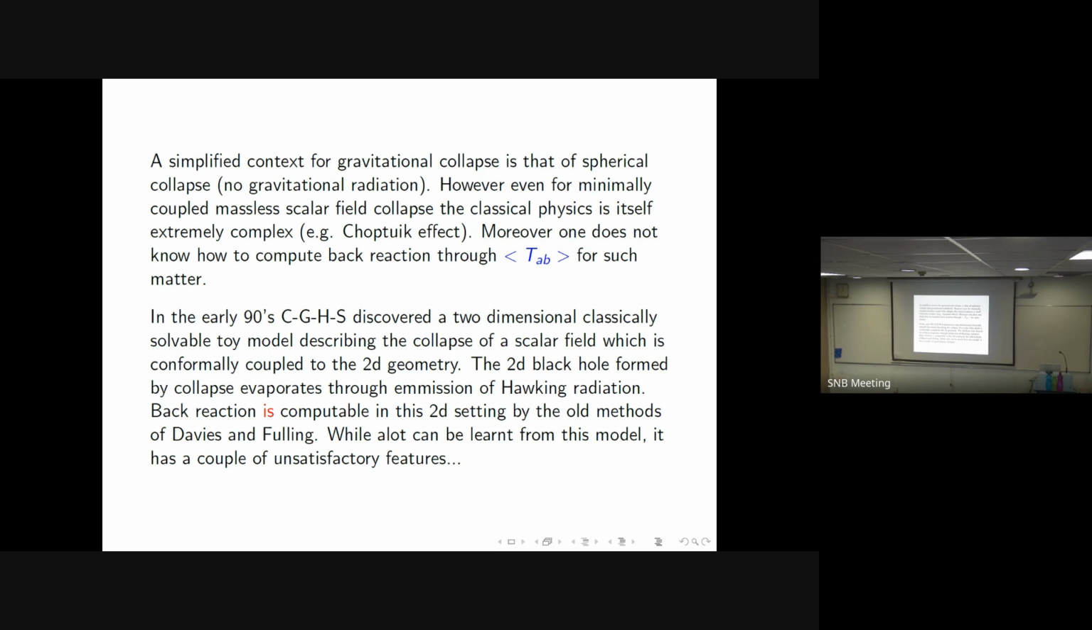Now, in the early 90s, Callan, Giddings, Harvey, and Strominger discovered a two-dimensional classically solvable toy model, which describes the collapse of a scalar field. That scalar field is what is called conformally coupled to the 2-dimensional geometry. That simplifies life a lot. And this 2-dimensional black hole formed by collapse evaporates through the emission of Hawking radiation. The back reaction is computable by some old methods of Davies and Fulling, precisely because it's 2-dimensional. One can learn a lot from this model, but it has a couple of unsatisfactory features.